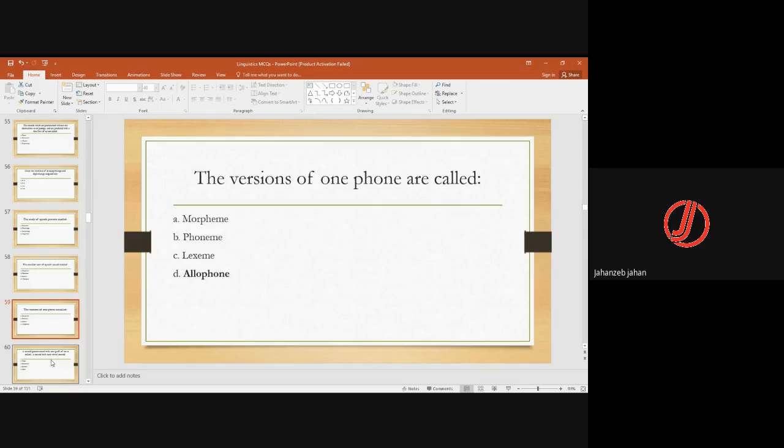The versions of one phone are called allophones, like tar, star. Now when I say the first word, tar, the t sound has no aspiration in it. When I say the second word, star, it has aspiration, it gives a different t sound. So this is a variant of that t sound. So t is a variant, an allophone, of the t sound.